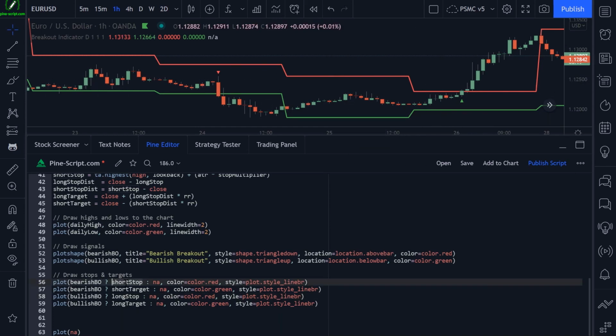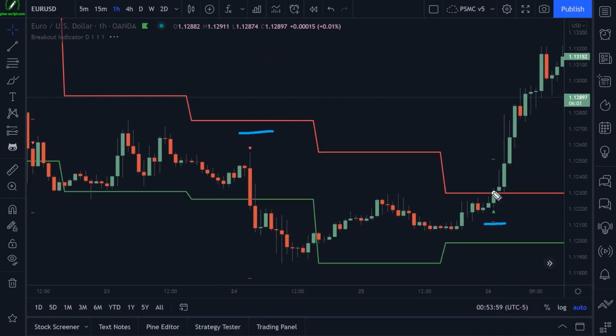We're just plotting our short stop price and our short target price, long stop price and long target price, only if we have just detected a setup. If we have not detected a setup, we draw nothing. We just plot NA onto the chart. So when I save this code, we should now be getting our stops and targets drawing onto the chart.